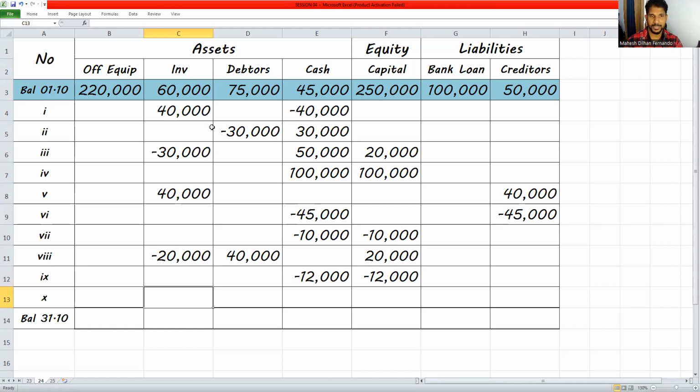Okay. Last one. Paid 15,000 to the bank loan. Cash minus 15,000. Bank loan minus 15,000. Let's get the closing balance. I mean the sum addition.